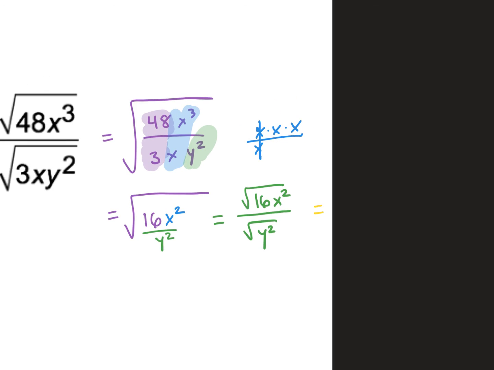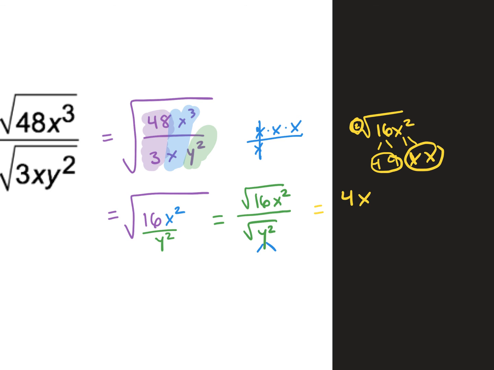So let's see. We have the square root of 16x squared. So what are factors of 16? 4 and 4. And we're circling groups of how many? 2. Groups of 2. So we could circle our 2 4s. And then how many x's do we have? 2. So we have x times x. So we would circle our group of x's. So what comes out? 4x.